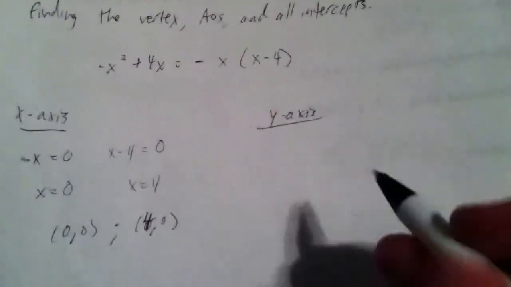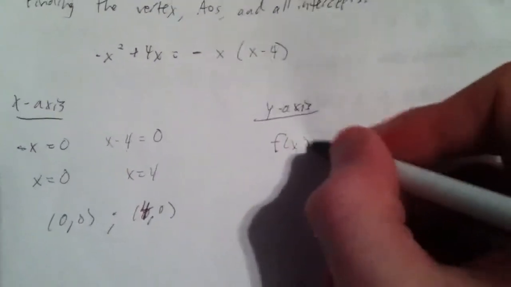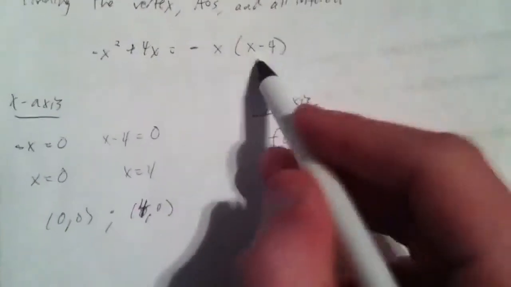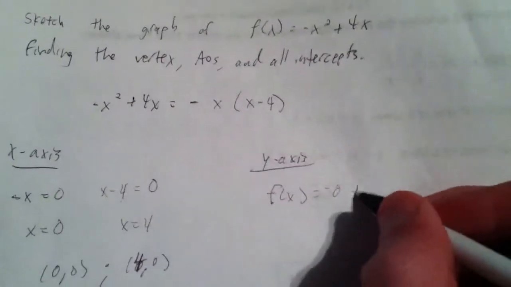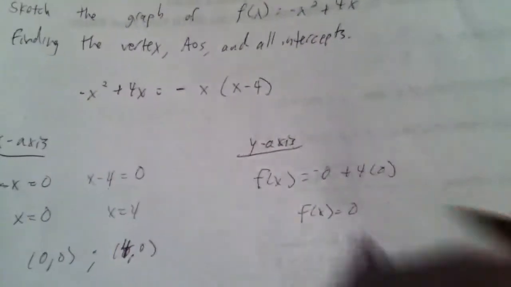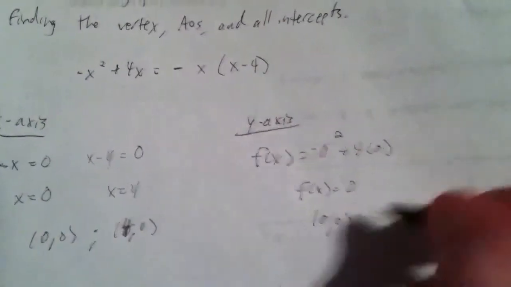Now to move on to your y-intercepts, you're plugging in 0 for the x's to find your y-intercepts. You can use the original or you can use a broken apart one for this, so I'm just going to use the original. Negative 0 squared plus 4 times 0, so f of x equals 0. So then your y-intercept is 0, 0.